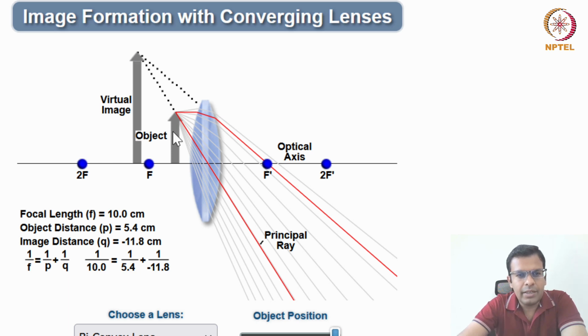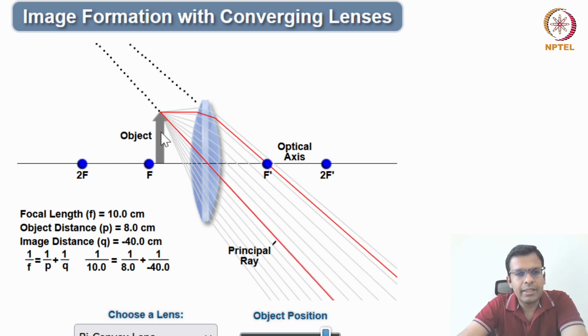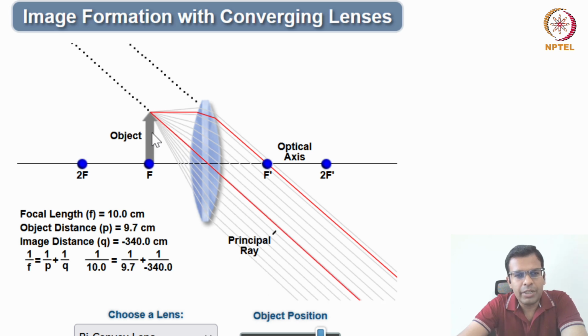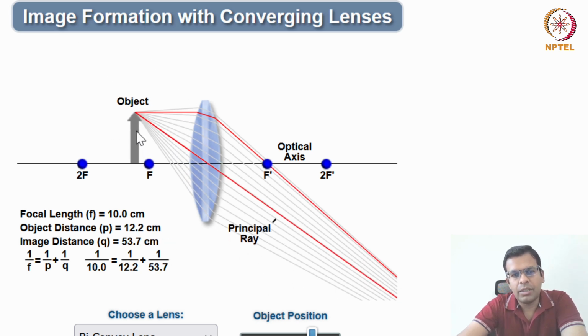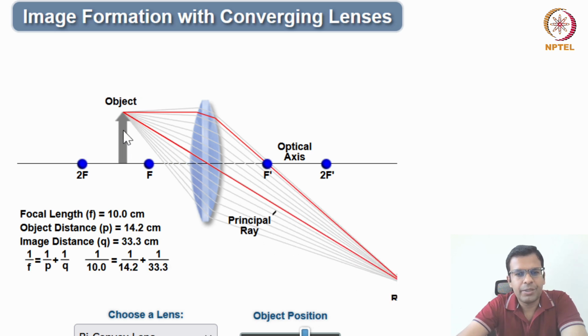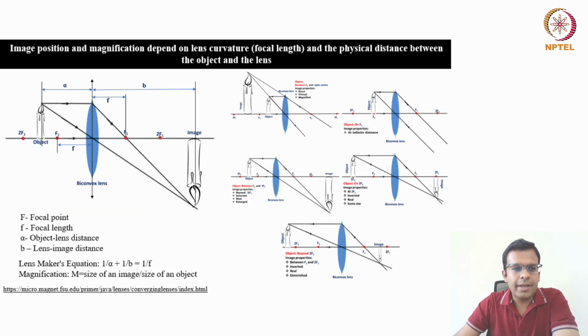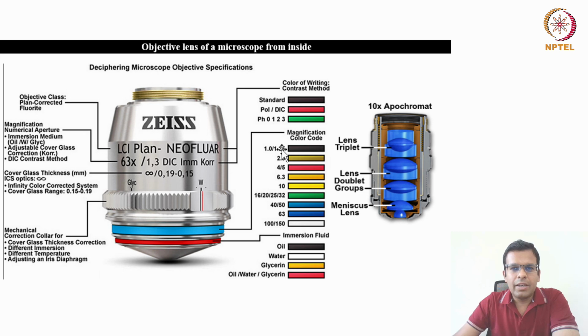So that's why it is very important to decide the best position of the object so that you can get the magnified but real image of the object. So let us go back to the slides and let me show you the objective lens of a microscope from inside. The objective lens of a microscope looks like this.